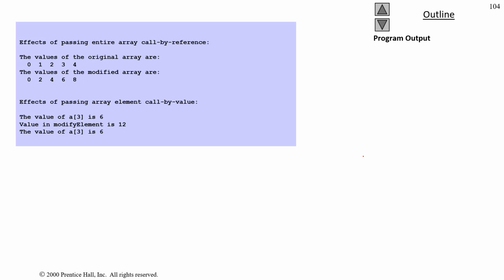So we can see the output over here. This is 0 1 2 3 4. We just looked at it, and after modification it is 0 2 4 6 8, whereas in the case of a single element it was 6 before. In the function it got modified to 12, but that did not change whatever was in the main, and back in the main if you try to output a of 3, it is still 6. So passing the entire array is passing by reference, passing an element of an array is passing by value.